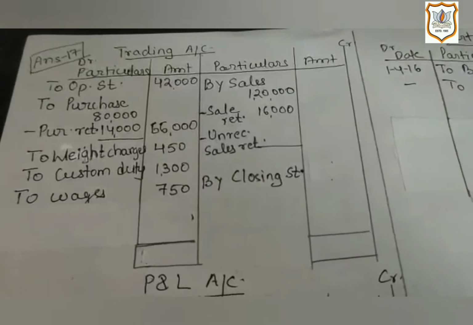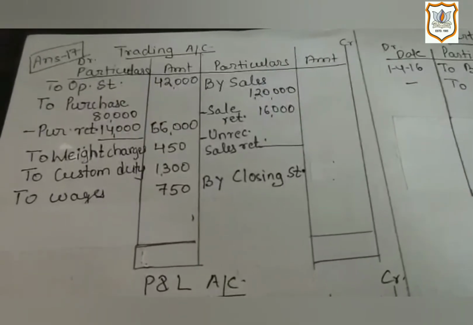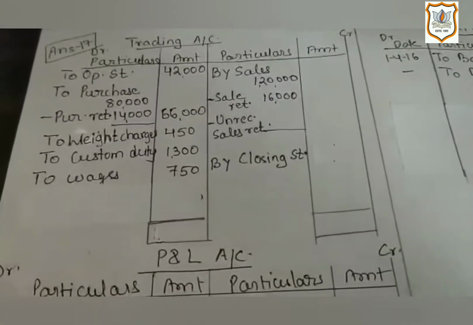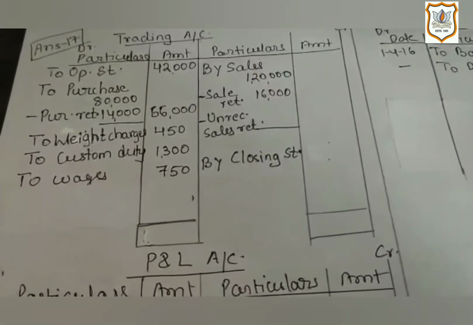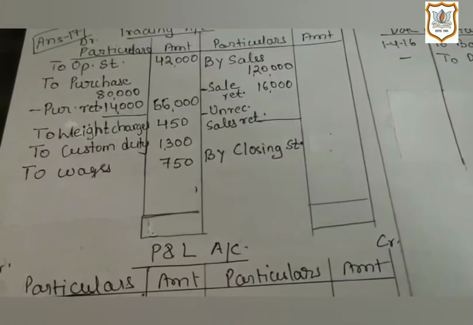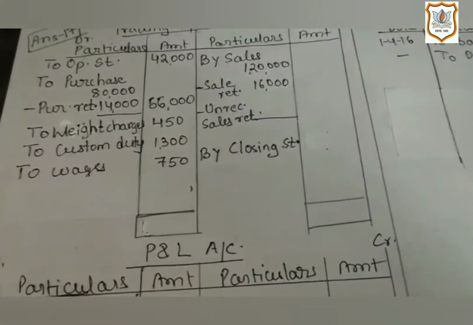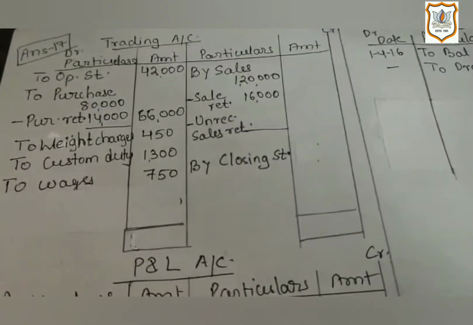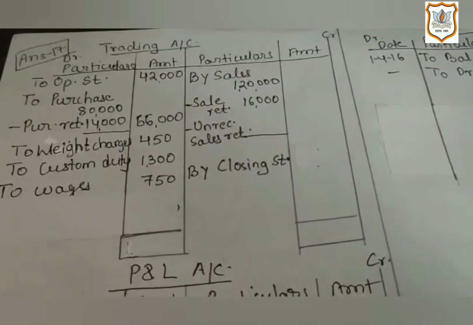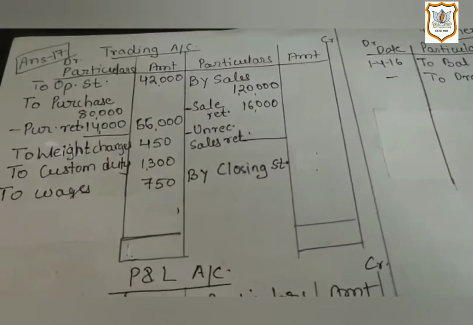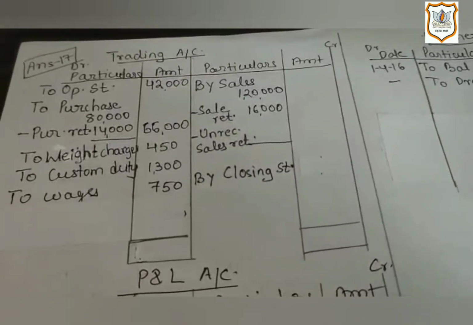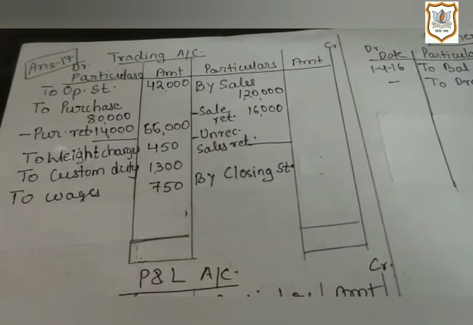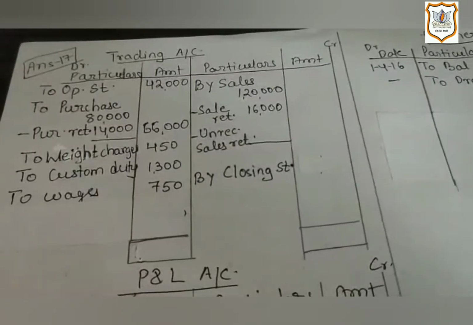Here you can see in trading account, opening stock will be recorded. Then all direct expenses will be recorded. Here I have recorded purchase, freight charges, customs, custom duty, wages, etc. On debit side of trading account, as you all know, expenses which are directly related to production, factory expenses, manufacturing expenses are recorded on debit side of trading account.